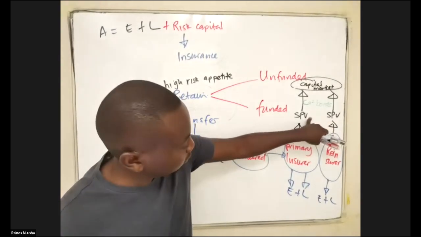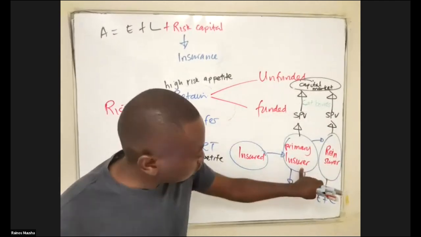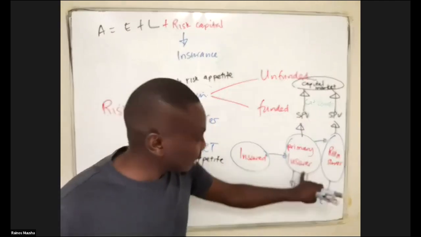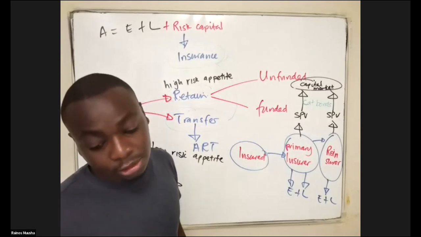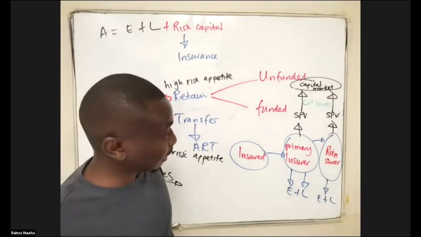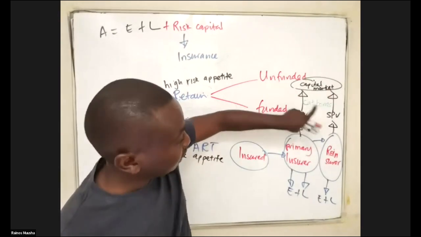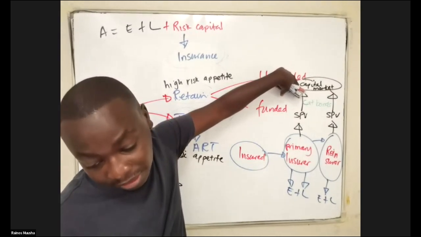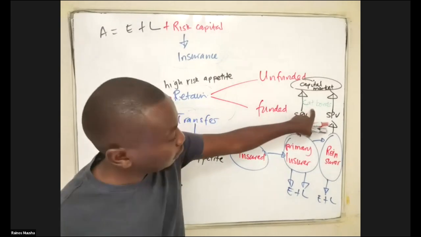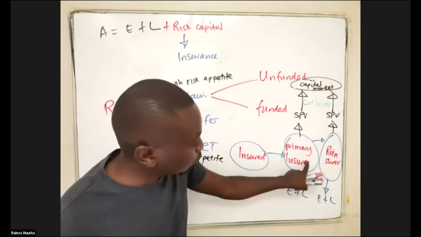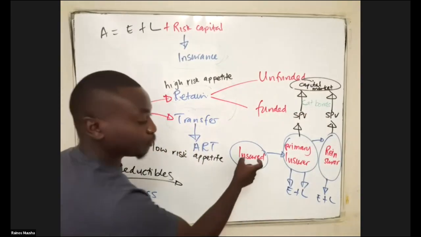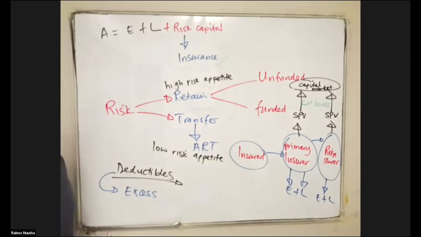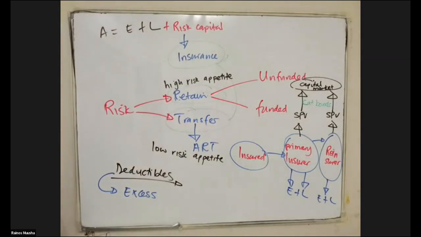Then in case of a loss event, that par value goes down to the primary insurer. If the loss event doesn't happen, the investors get back their money, and they would also have earned a premium as a return on their money. But in case of a loss event, the par value goes to the primary insurer so that they're able to meet the cost of the claims from the insured as well.